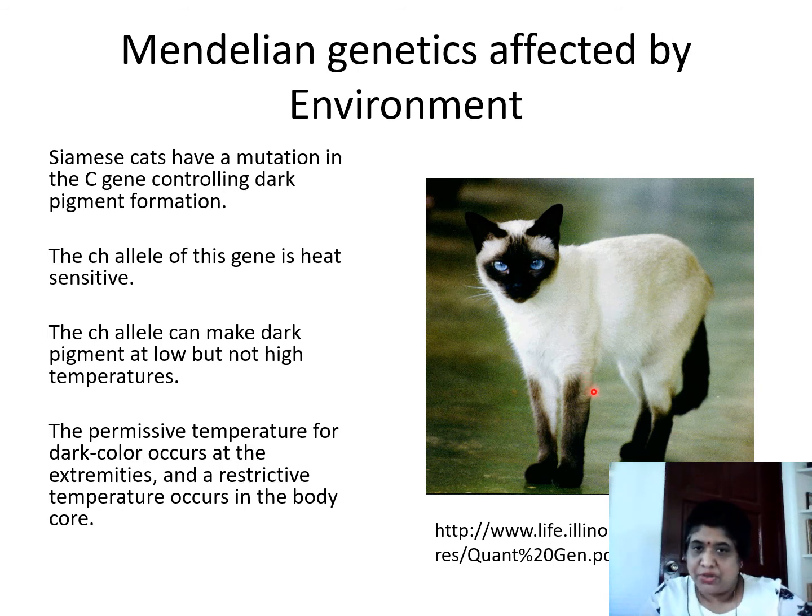However, the CH allele of the gene is heat sensitive. So you could see that at low extreme temperature it becomes darker, but not in high temperature. And this is a real example of the effect of quantitative genetics, where the expression of the gene is affected by the genotype and also the environment.